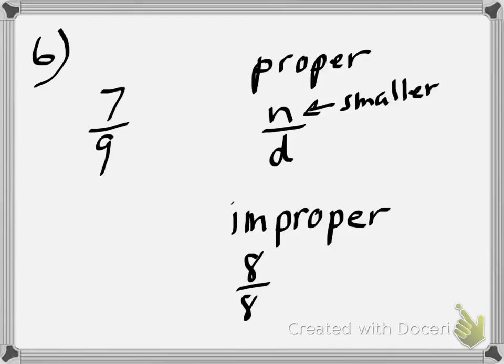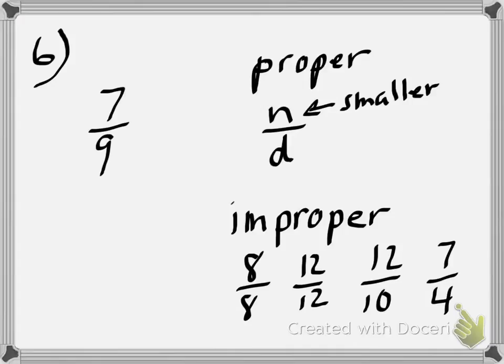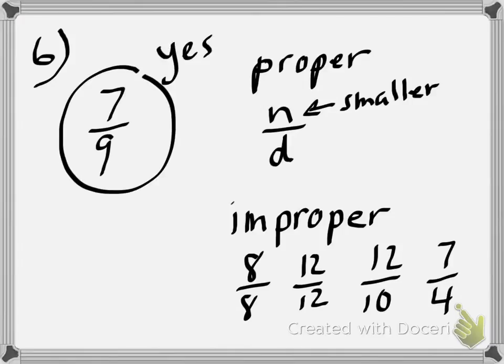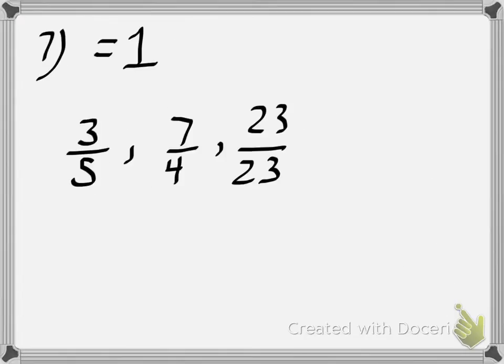So for instance, 8/8 or 12/12 is improper because they're both identical, and 12/10, the 12 is larger, and 7/4, the 7 is larger. But this one is a proper one because the top number, the numerator, is smaller. So for instance, 3/4, numerator is smaller, or 6/9. Okay, so that is a proper fraction.